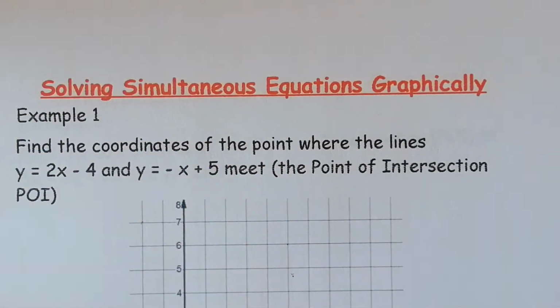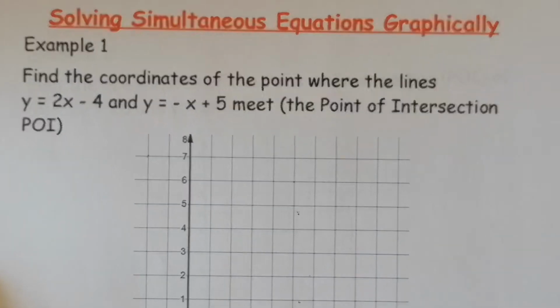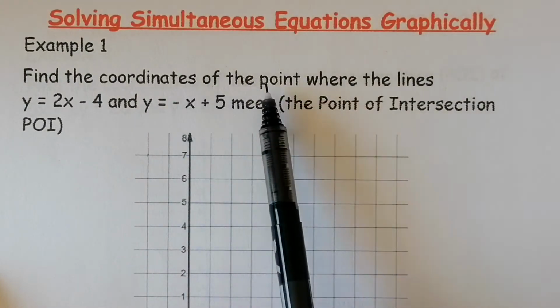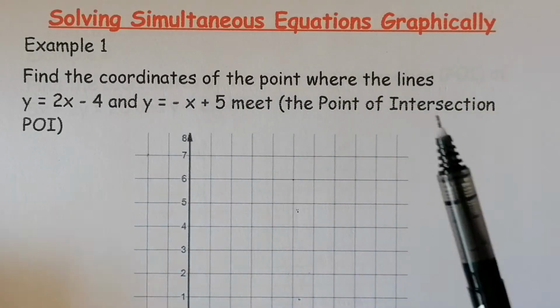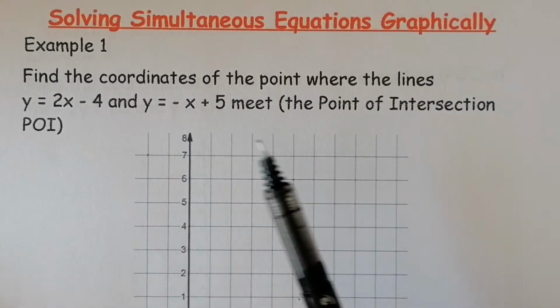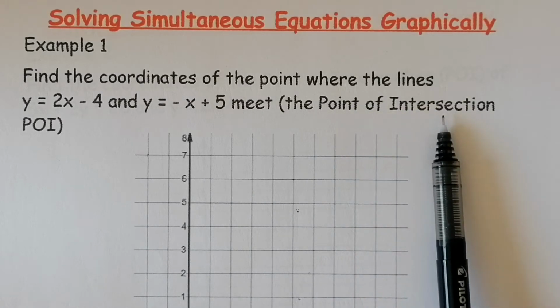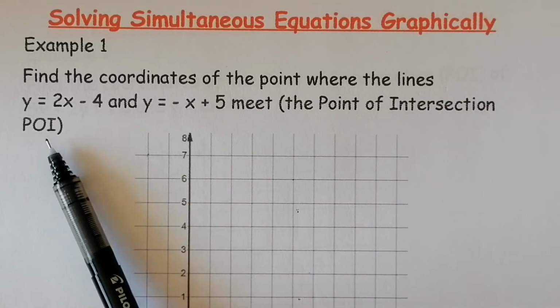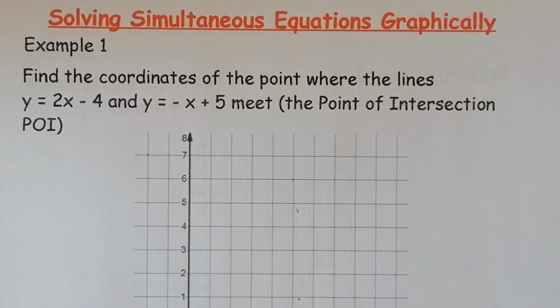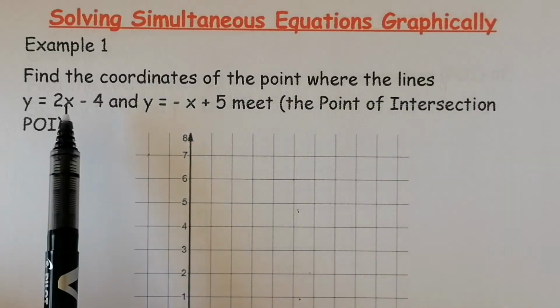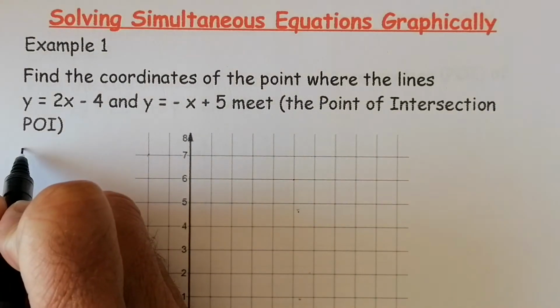So what we're going to be trying to do is look at a couple of straight lines. And what we want to know is the coordinates of where these lines cross over. Where the lines cross over, we usually call that the point of intersection of the lines, or a POI. Usually I call it POI once I get to that point. So what I'm going to do here is draw both lines and see where they cross over.